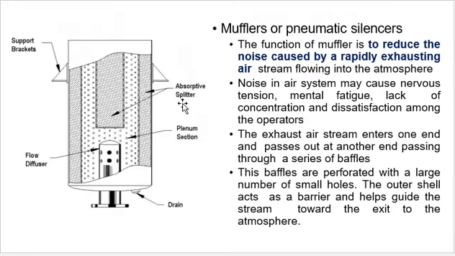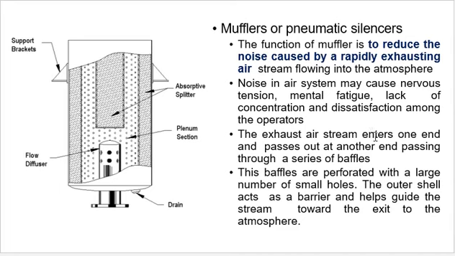Moving on to the next component, it is the muffler or pneumatic silencer. The function of the muffler is to reduce the noise caused by the rapidly exhausting air or steam flowing into the atmosphere. Noise in the air system may cause nervous tension, mental fatigue, lack of concentration, and dissatisfaction among the operator. The components used in the muffler are the flow diffuser, plenum section, absorption splitter, and the support bracket. Here porous metal is used.